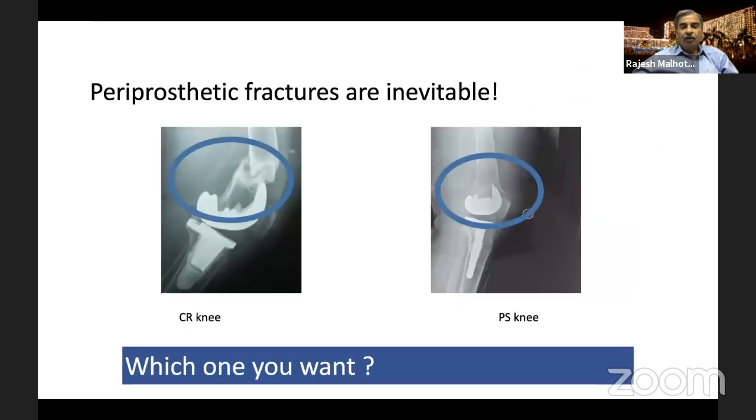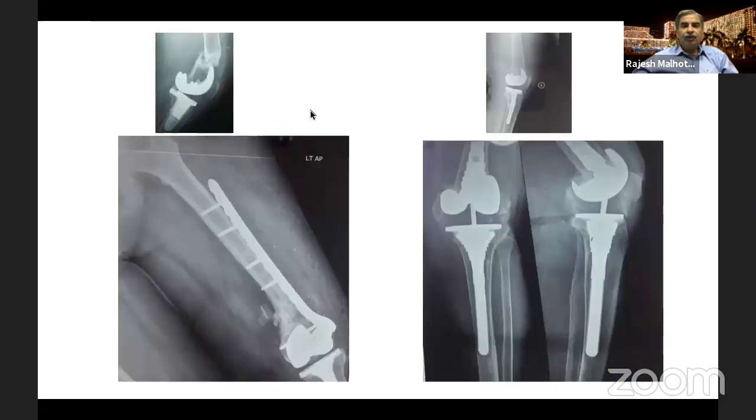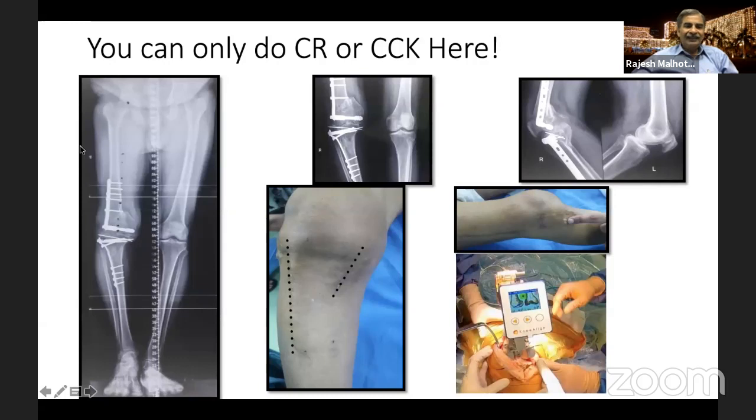For example, you may have any kind of knee, but periprosthetic fractures are inevitable. If you have a CR knee, you have enough bone to do the osteosynthesis, compared to a PS knee, which very often will need you to go to a revision knee. Another example, I had a patient here.